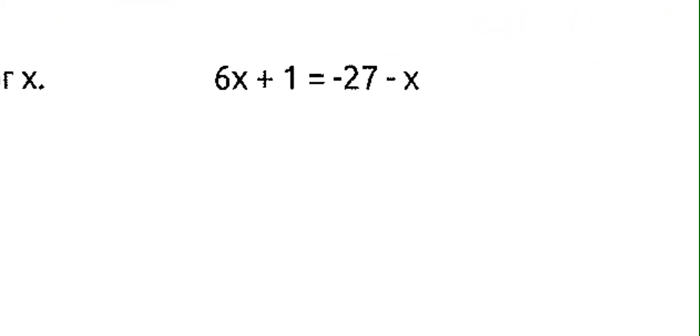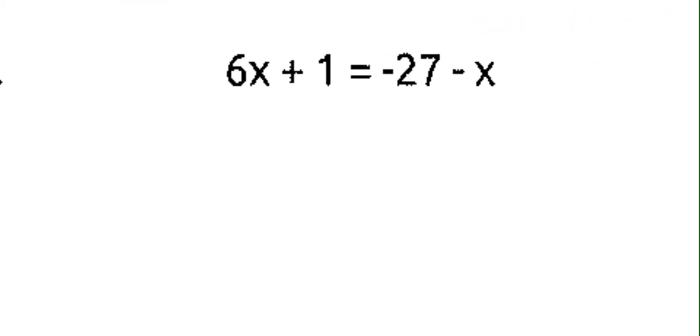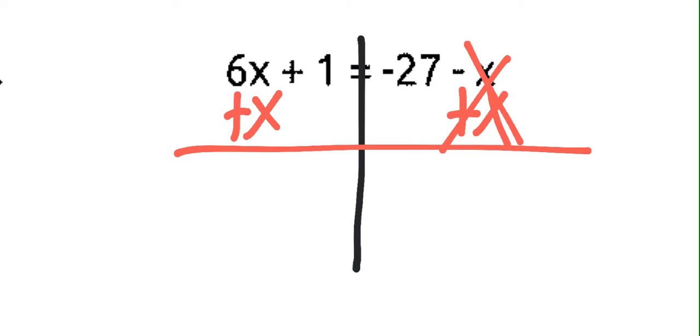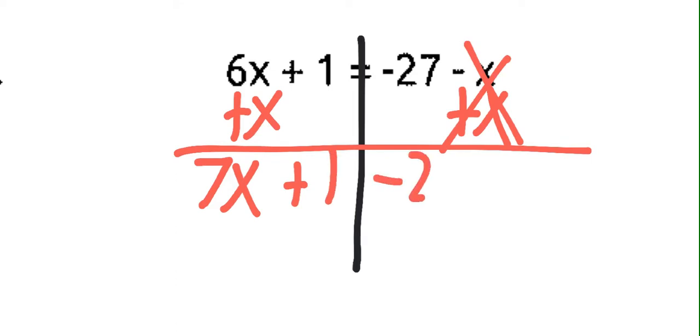Number 4, pretty straightforward. We are just solving for x. So what we're going to do is what we usually do. Draw our line down the middle. And I always want you guys starting with the smaller variable. Between 6x and negative x, negative x is the smaller one. So I'm going to add an x on both sides to get rid of it. These two will cancel out, and I'm done with it. On the left side, I'm left with 6x plus x, so I have a total of 7x over here, plus 1. And on the right side, I have my negative 27.